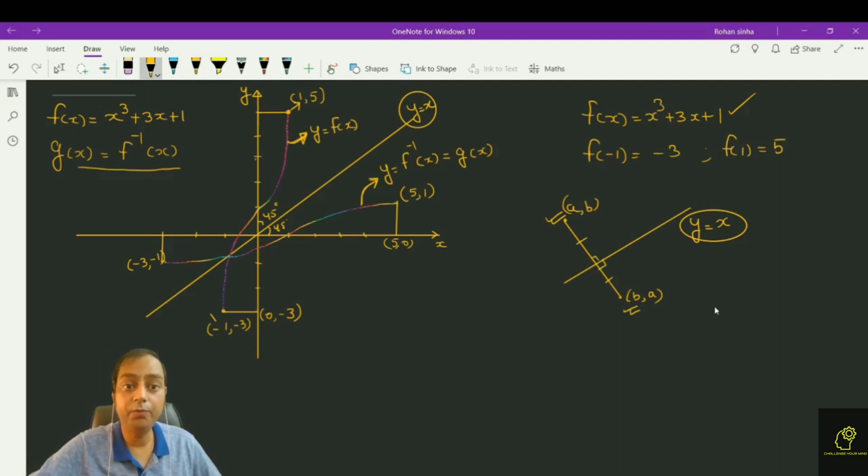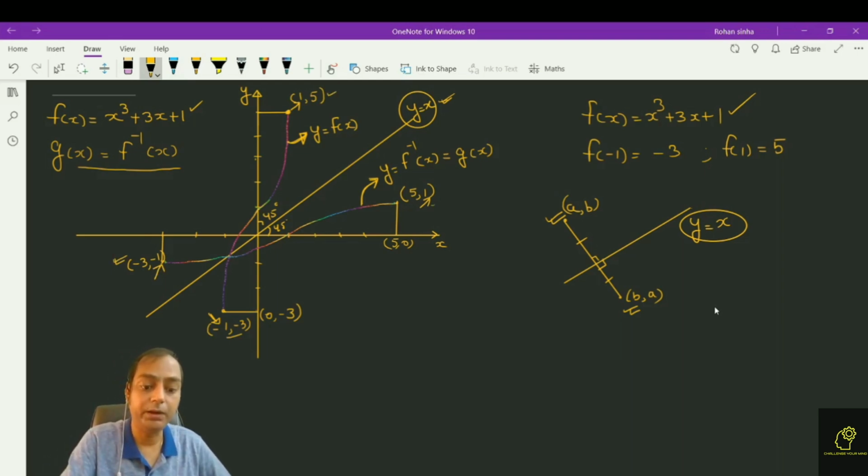Therefore this length and this length are equal and this is 90 degrees. So it is (1, 5) on y = f(x), and its image with respect to y = x is (5, 1). This graph of y = f(x) is symmetrical about the line y = x, so the image of (-1, -3) is (-3, -1) and the image of (1, 5) is (5, 1). Now what we need to find?